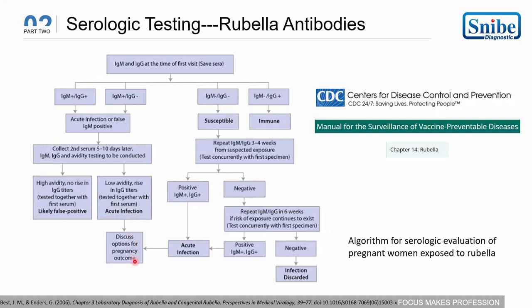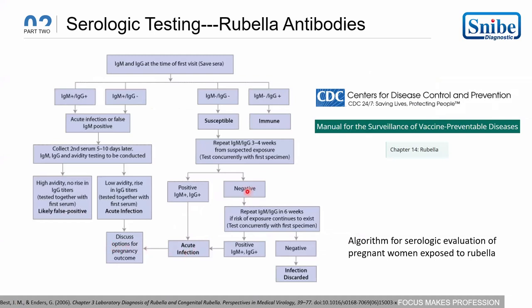and a rise in IgG titer, testing together with the first sample, it is an acute infection, and then discuss options for the pregnancy outcome. If IgM is negative and IgG is negative, both negative, then the patient is susceptible to the infection. Then you have to repeat IgM and IgG after 3 to 4 weeks from the suspected exposure, testing with the current specimen. If after 3 to 4 weeks IgM and IgG are positive, then it is an acute infection, and you go for a discussion of options for the pregnancy outcome.